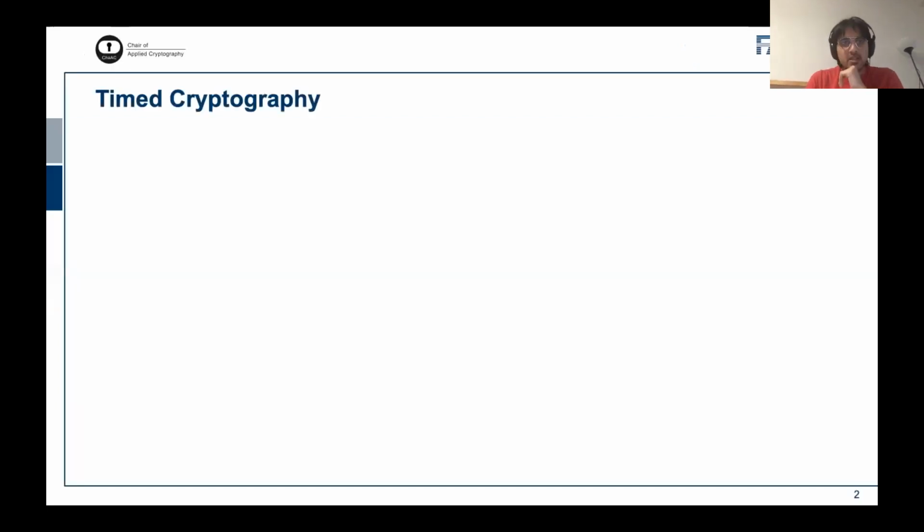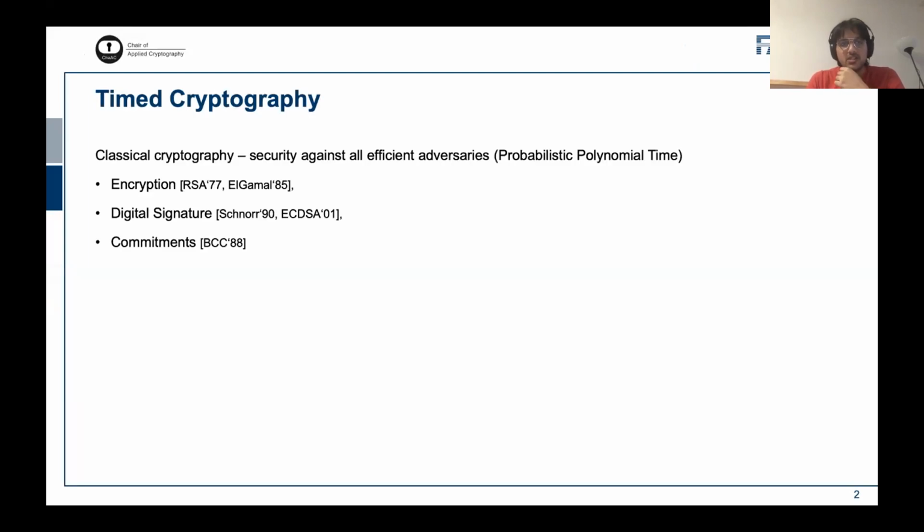The work mainly concerns what is known as timed cryptography. For those familiar with classical cryptography, the classical notions mostly deal with adversaries that are efficient, or probabilistic polynomial time, meaning they run in polynomial time in the security parameter. The classical notions from this are encryption schemes, digital signatures, and commitment schemes.